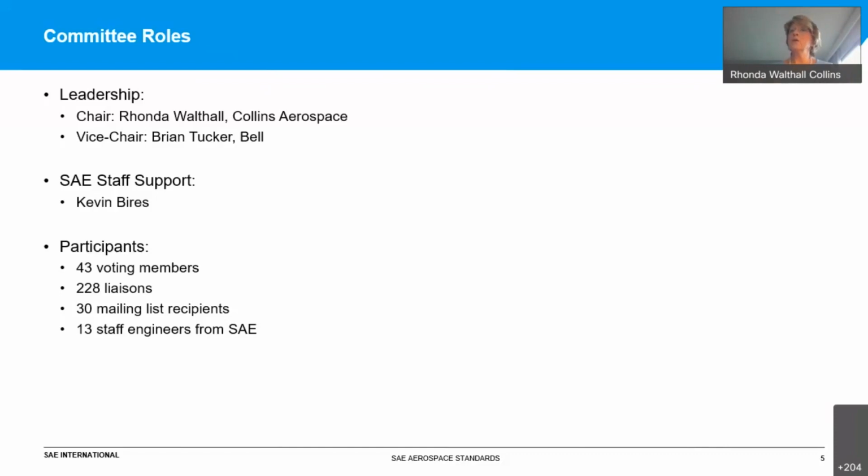We have to be able to achieve a quorum to conduct meeting business, as well as to successfully ballot our documents. So that's another reason why we have a large number of liaisons and a smaller number of voting members, is because we need to make sure that persons that become voting members are committed to the committee and are committed to participate and help us achieve that quorum.